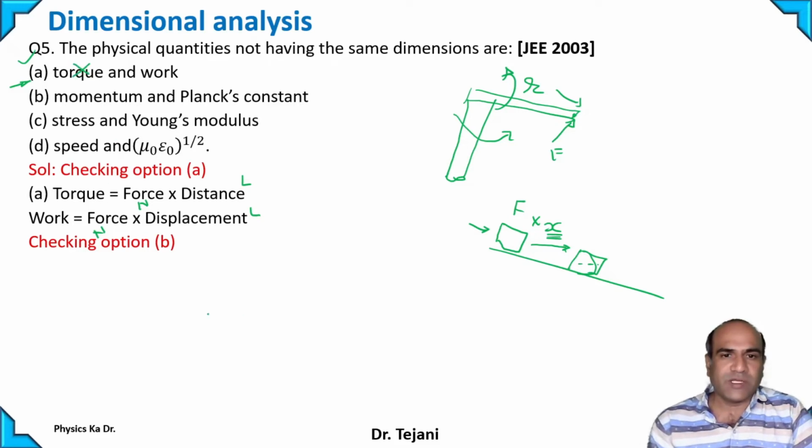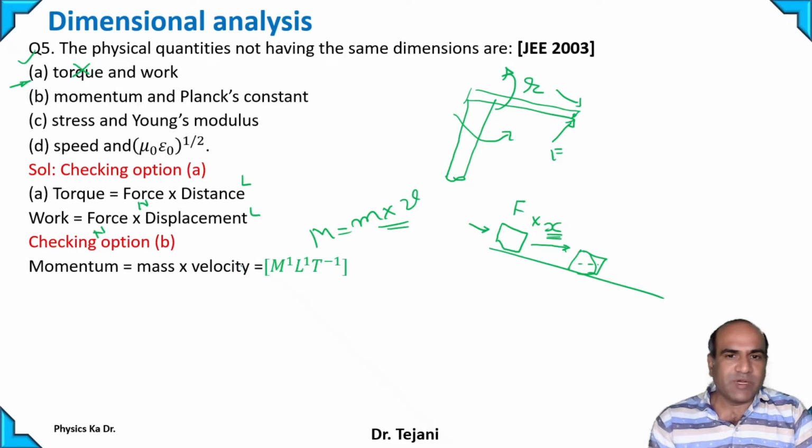Now momentum. What is momentum? Momentum is equal to mass multiplied by velocity. Mass is M power 1, velocity is L T power minus 1. We know that. And what is Planck constant, right?